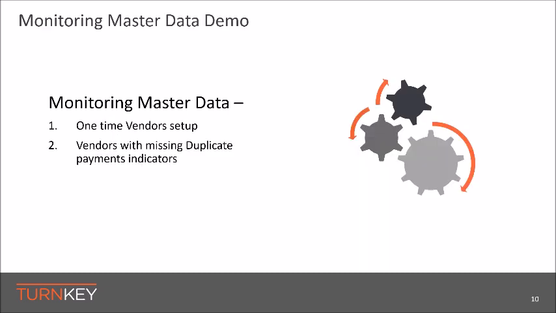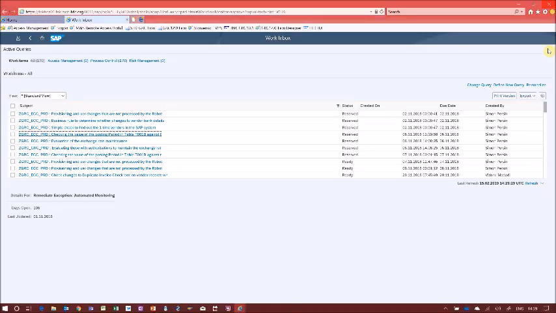So we've already checked some of those with the one-time vendor setup, but let's see if we can find the one with duplicate payment indicators against the vendor master record. So back to our technology screen, and we'll see if we can find that one. There we are. Check changes to duplicate invoice check.